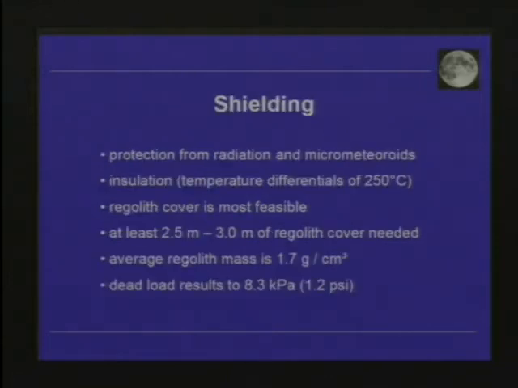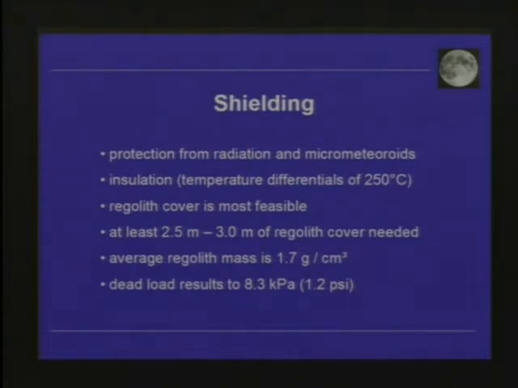And then shielding. Radiation, micrometeorites are both very important loadings on the structure. And also shielding to insulate the structure from the temperature differentials, daytime to nighttime. So unless that structure is shielded, one can have very large strains in the structure. The structure will fail unless it's shielded.